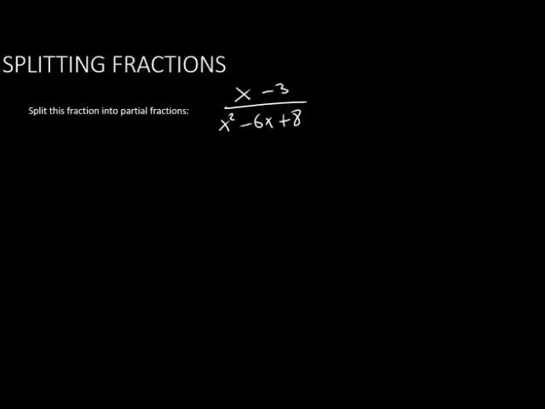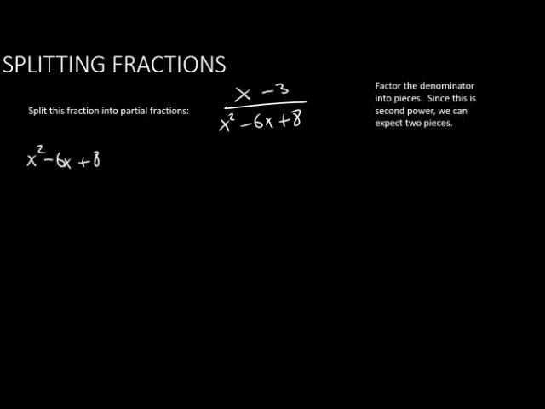The fraction we're going to try to separate into partial fractions is x minus 3 over x squared minus 6x plus 8. Our first step to splitting this fraction is going to be to factor the denominator. We'll notice that the denominator is second power, and so we'll try to split that into pieces. Since this is a second power denominator, we can expect two pieces. We'll try to think of two numbers that multiply to make 8, but add to make negative 6.